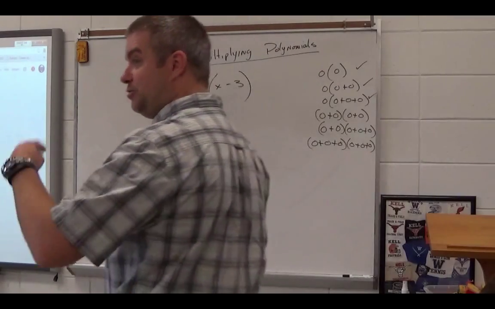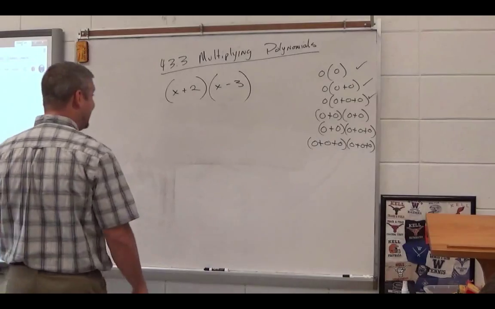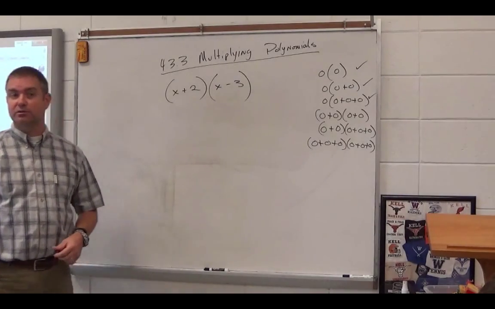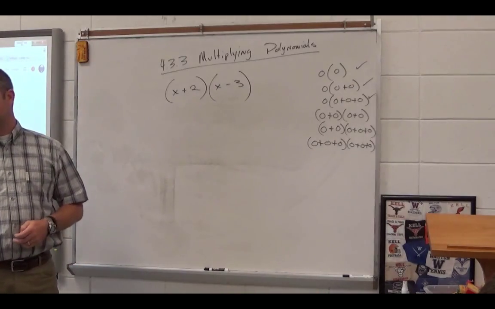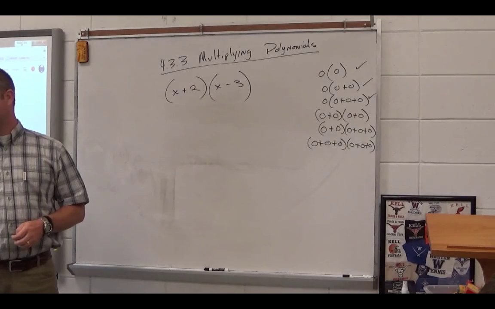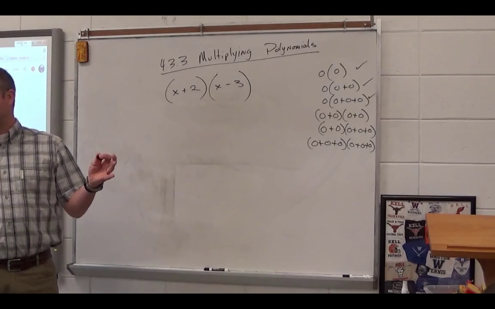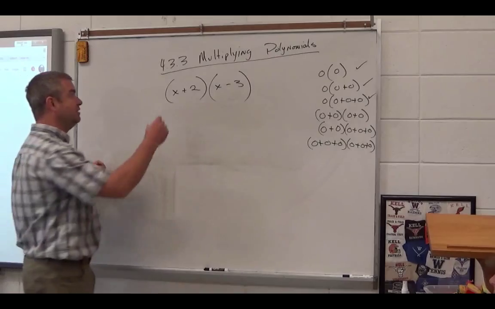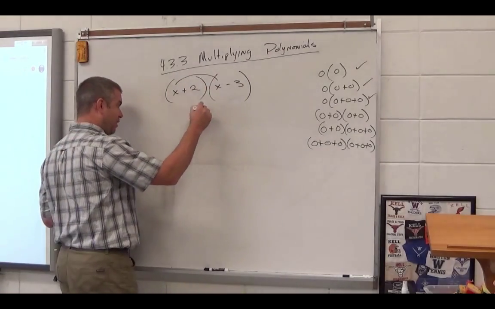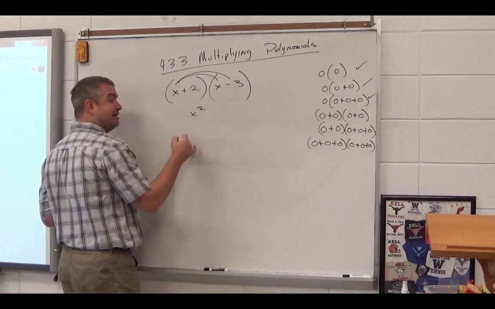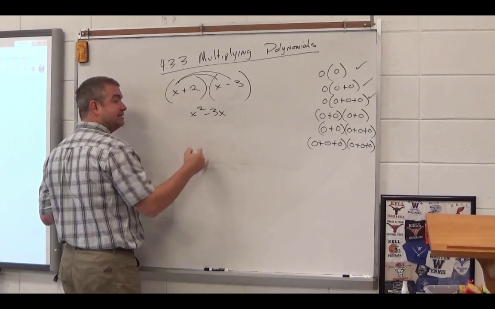All right, everybody watch me do the first one. Everybody's eyes up here watching me do the first one. Right? Have I been doing this a long time? Right? Do you trust me? Yes. Okay, am I going to show you the easiest way to do it? Yes. All right, so watch. X times x is x squared. X times negative 3 is negative 3x.